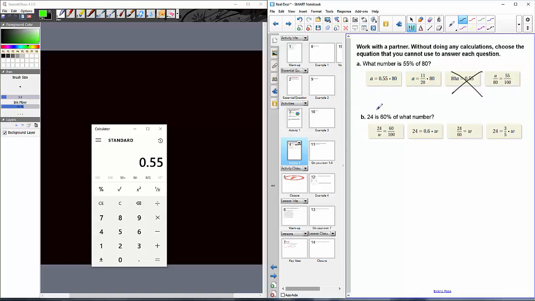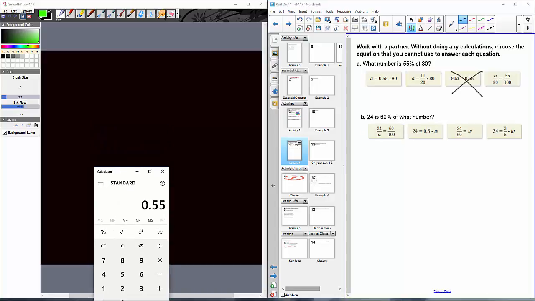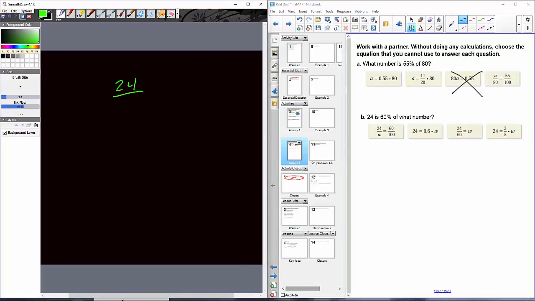This one here: 24 is 60% of what number? So I have 60 over 100 equals 24 over something. That's perfect. Let's write this out so I know. Sometimes if I get confused, I'll just write down 24 over W equals 60 over 100, which equals 2400 equals 60W, divided by 60 on both sides. Boom. And then I have my 40. So W equals 40.